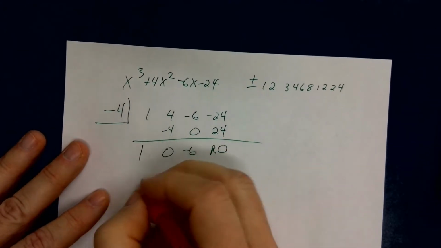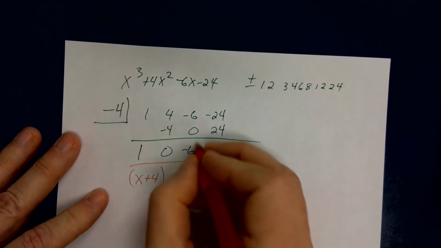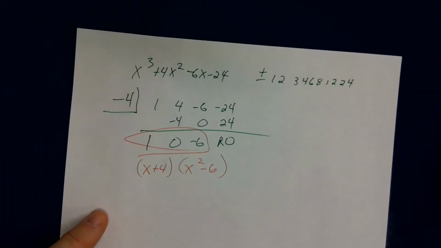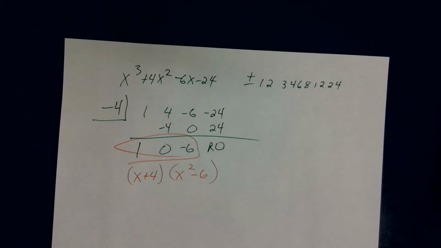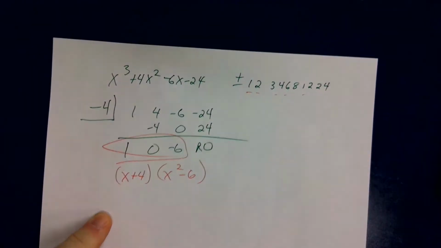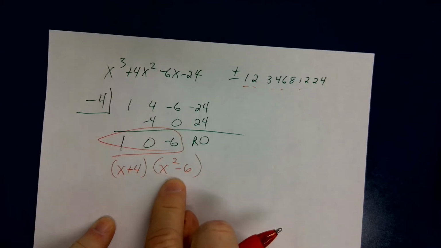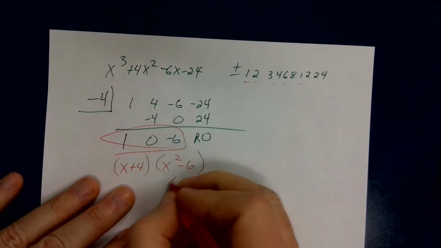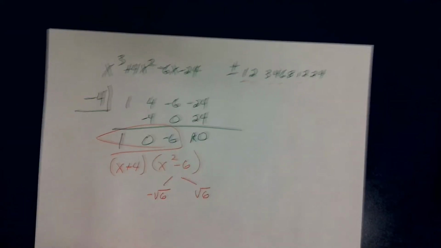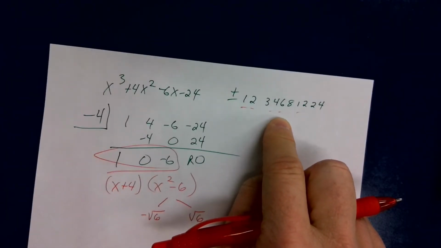And again, we know that if negative 4 works, then x plus 4 is a factor. And this tells me what's left over, which is x squared minus 6. Good deal? Now, here's the thing. This doesn't have rational factors. 6 is not one of them, because if I plug 6 in here, that's 36 minus 6, which is not 0. So this one happens to have two irrational factors, negative root 6 and positive root 6. Those will not show up in our rational factors possibilities. Okay?